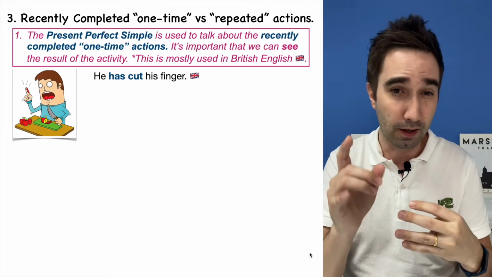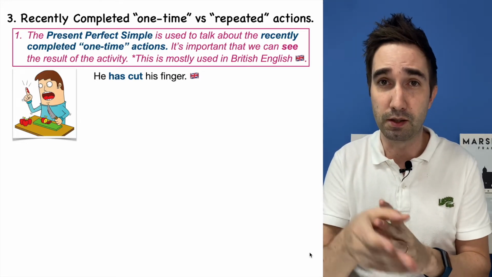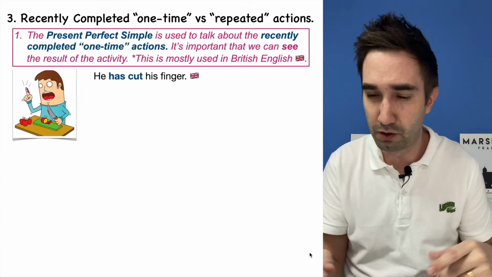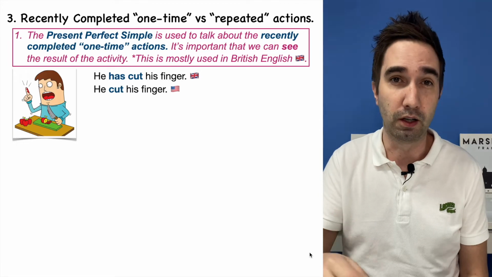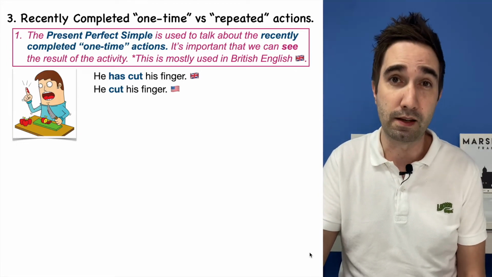So in this case, again, if you look there, you see the British flag. This is a very British English thing because he cut it. It's still cut, so technically unfinished. But I think this is better. He cut his finger. American English, a little bit more simple. So in this case, just like I said, we use past simple.